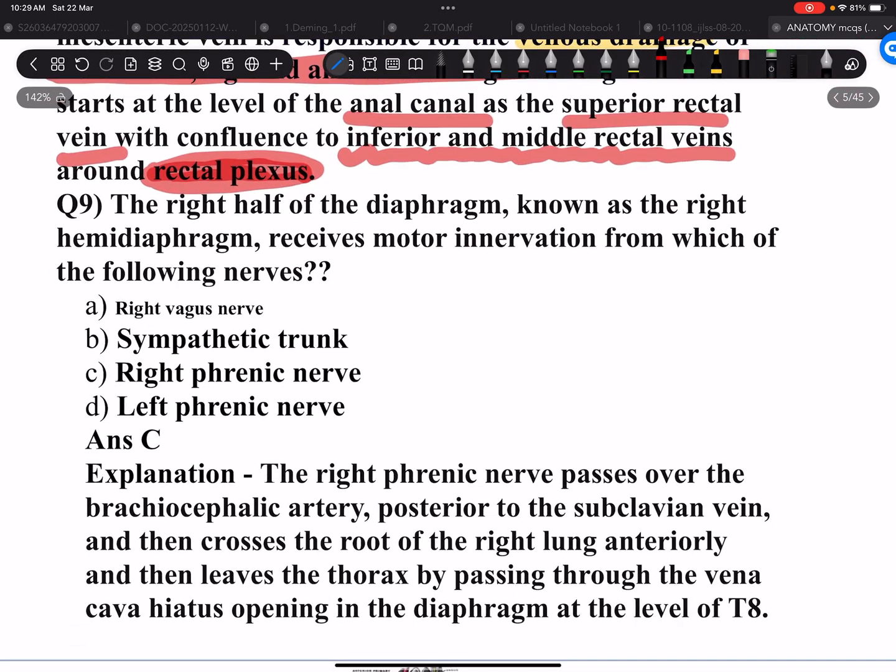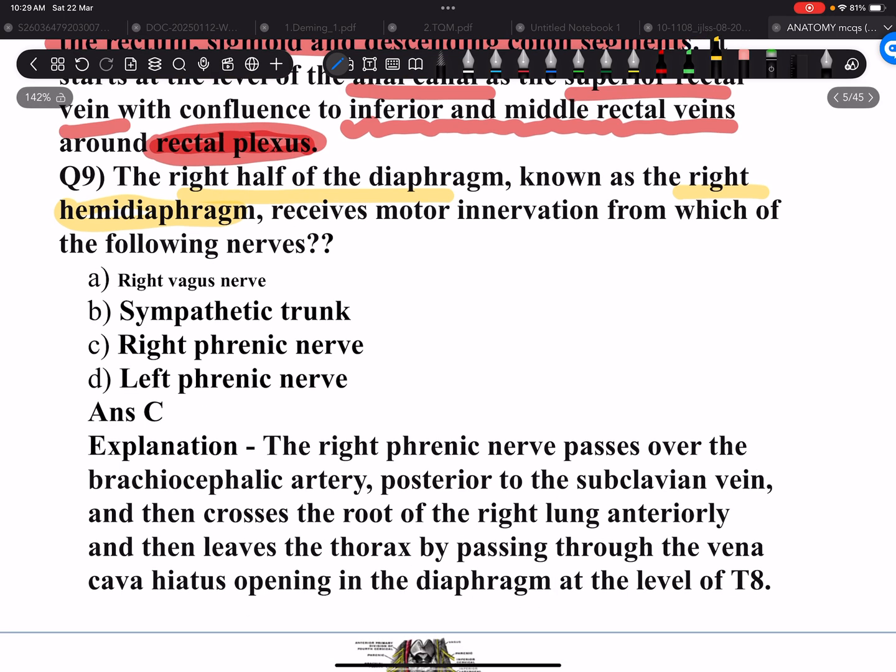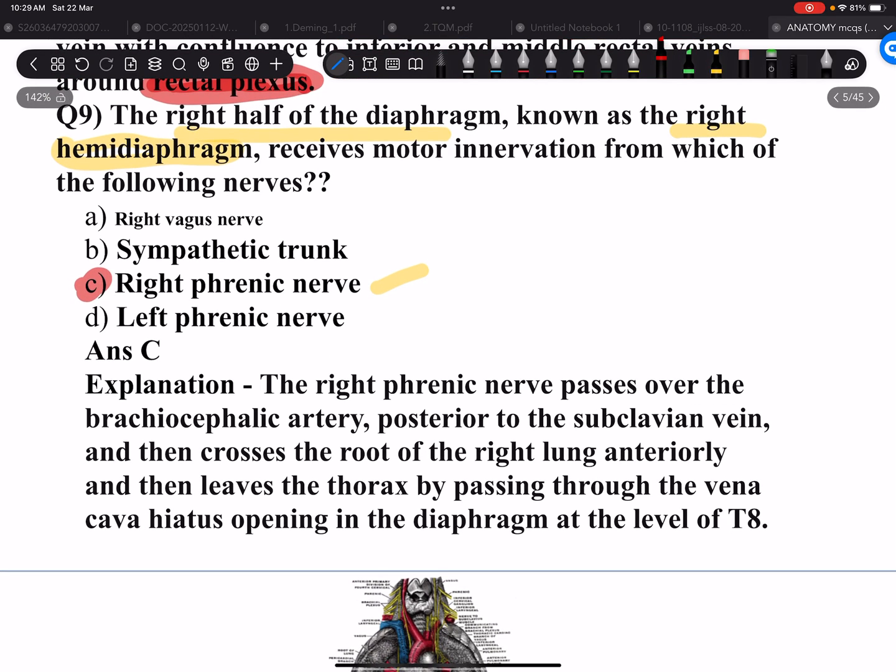Let's come to another question, guys. The right half of the diaphragm, known as the right hemidiaphragm, receives motor innervation from which of the following nerves? Right half of the diaphragm, known as the right hemidiaphragm, receives motor innervation from which nerve? So the answer is the right phrenic nerve. Yes. Answer is the right phrenic nerve. Now let's see the explanation towards it.